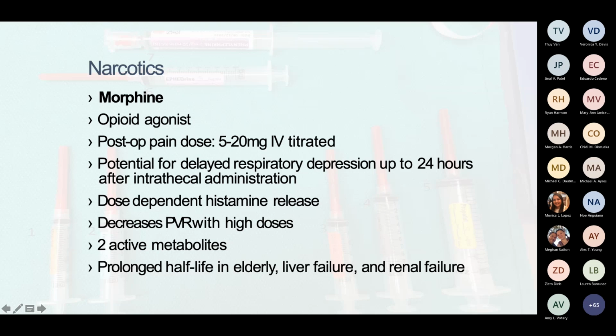You will see that it decreases your peripheral vascular resistance with high doses, again, because of that histamine release. And then the other thing you have to worry about is the active metabolites, which are prolonged in patients that are elderly, liver failure, or for some reason they're not clearing things quite as well as they should be.